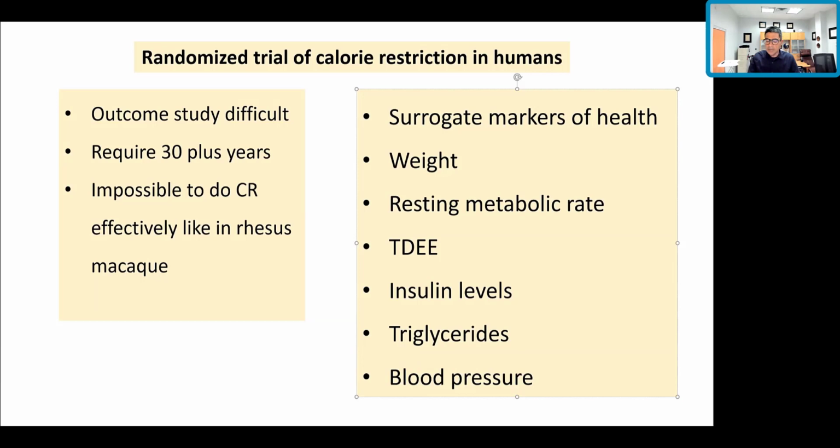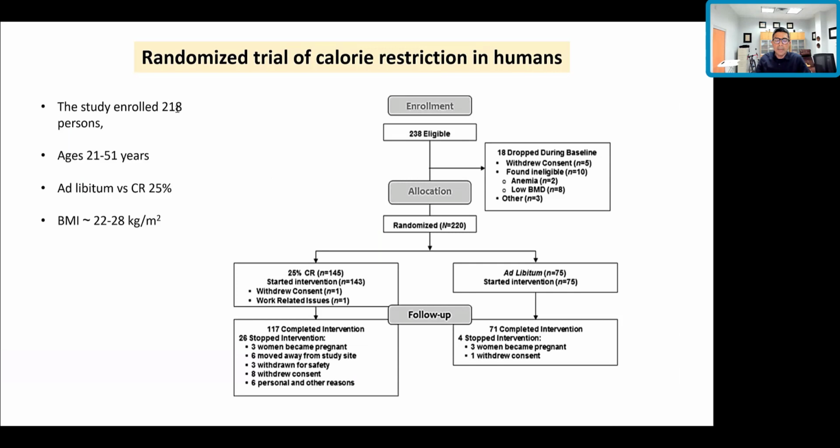They enrolled about 218 patients. About 117 completed the study in the group that were calorie restricted. They were divided a little differently. In other words, 145 were in the group initially, 75 were there in the other group. Of the 145, 117 agreed to do the intervention. Of the 75, 71 were able to complete. So let's see what happened to these individuals.